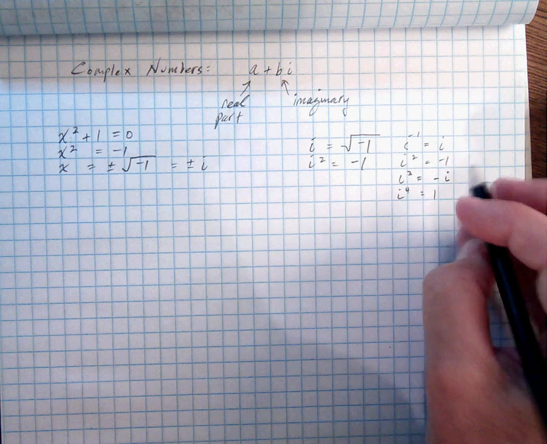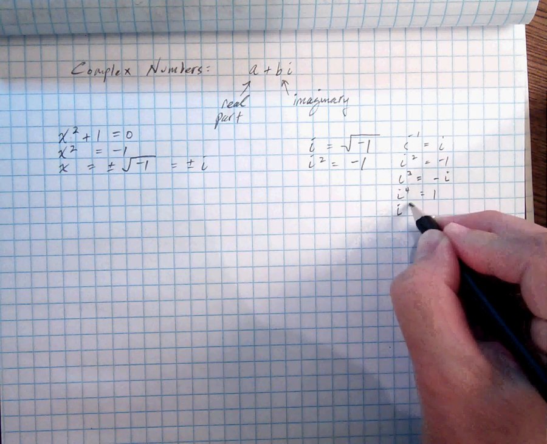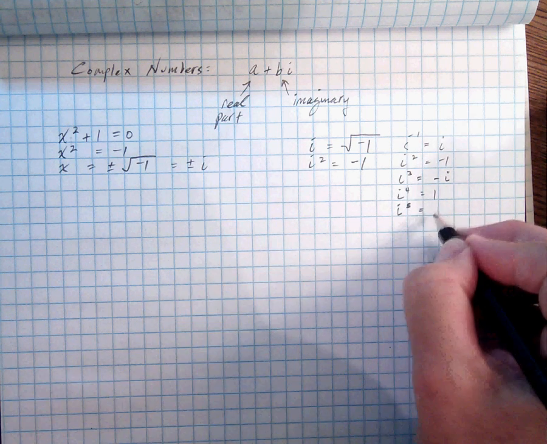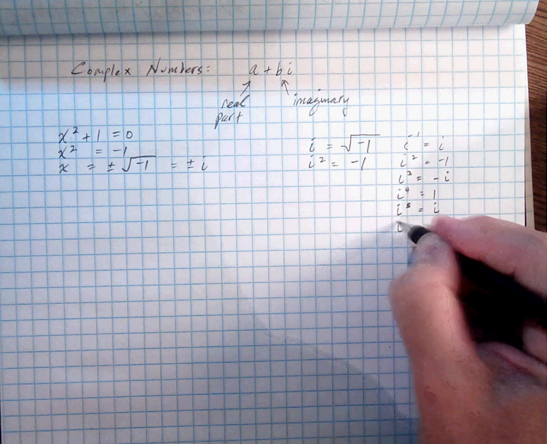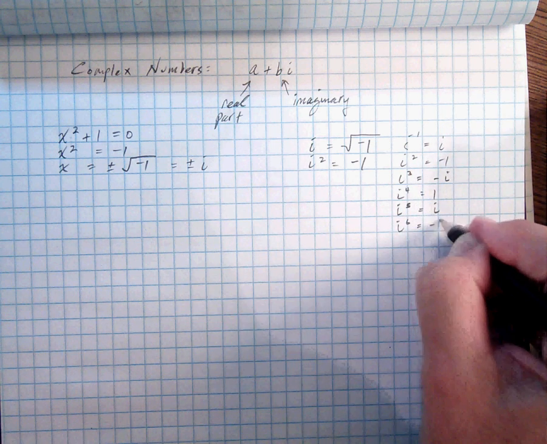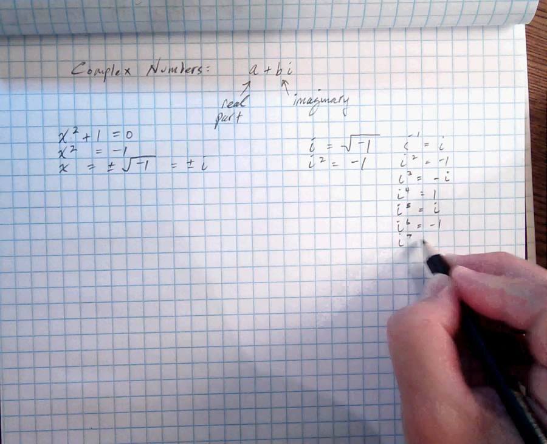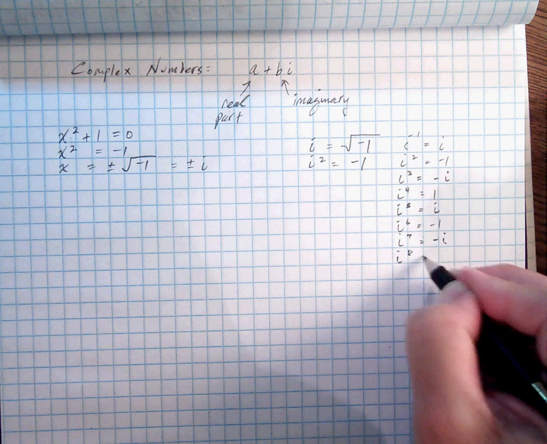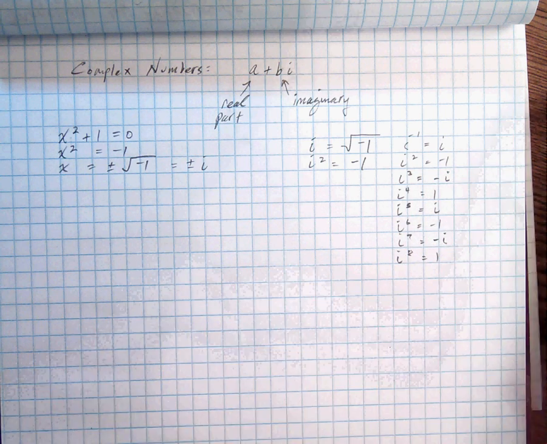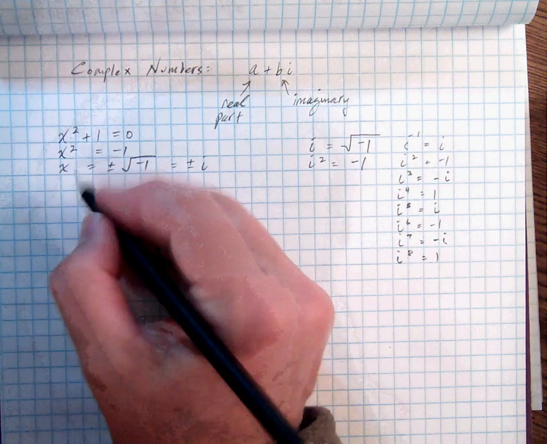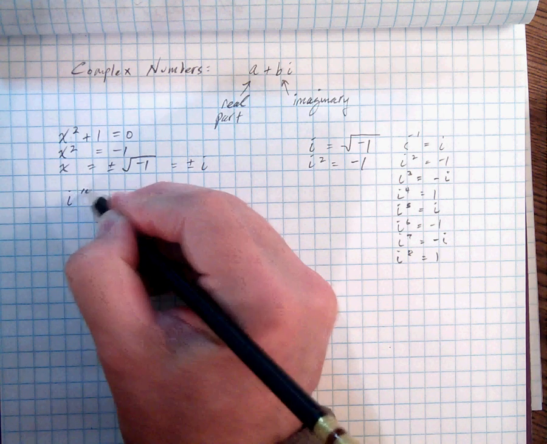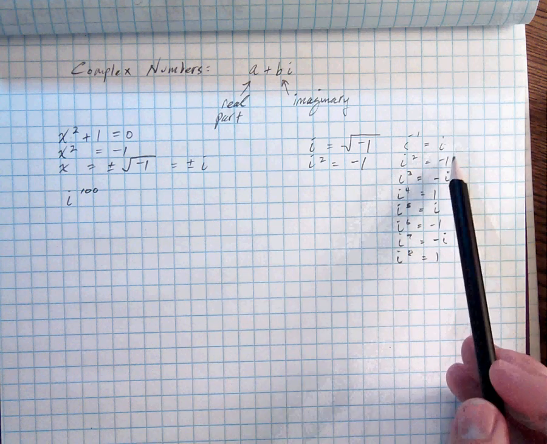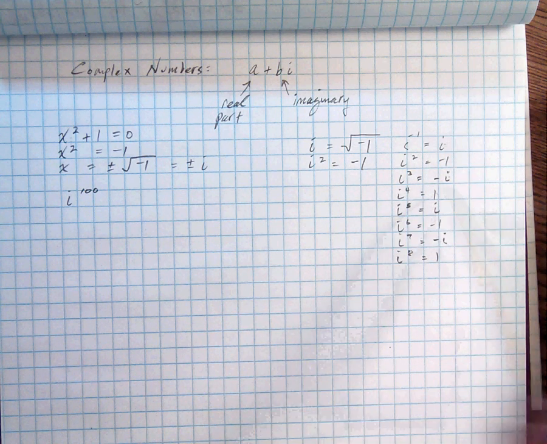And then if you go up past that, I to the fifth power, it just starts repeating itself. I to the fifth power is I again. I to the sixth power is negative 1. I to the seventh power is negative I. And I to the eighth power is positive 1 again. So if I ask you a question such as, what is I to the 100th power? Well, it's going to be either I, negative 1, negative I, or 1, right?